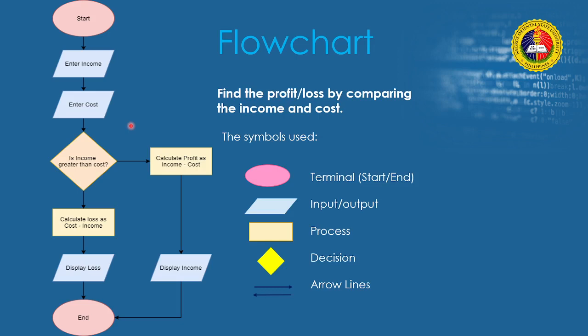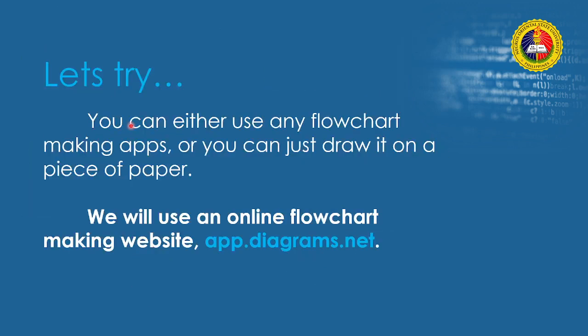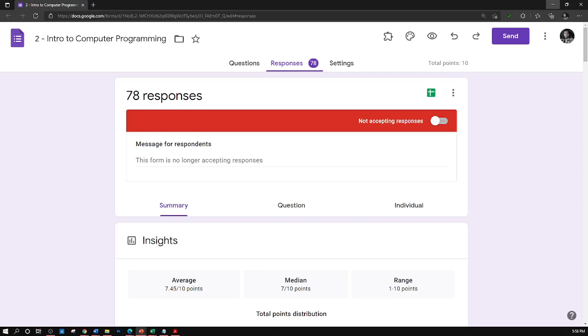So anyway, let's try to create a flowchart. This time, we're not going to do a flowchart for a program because we haven't started programming yet. We're just going to create a flowchart for any activity. Alright? Would that be okay? Okay, because this would be your activity.